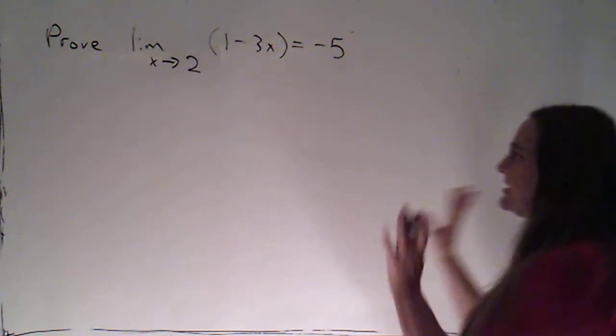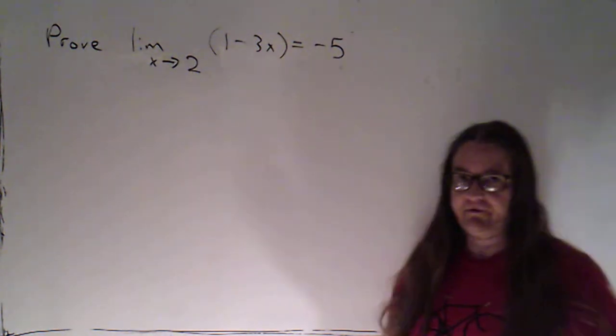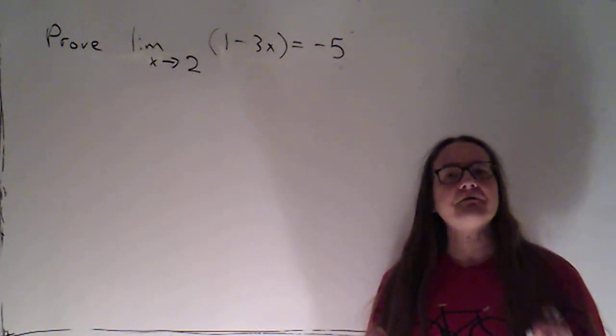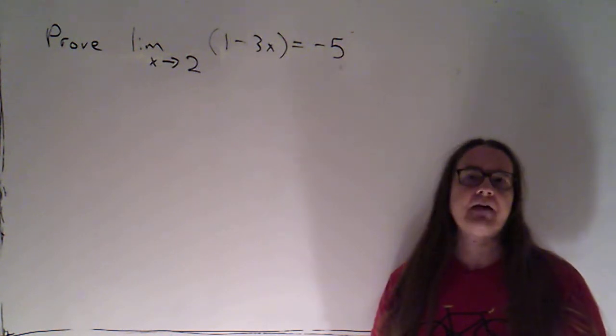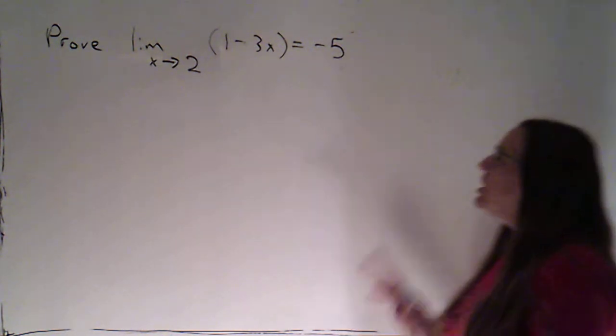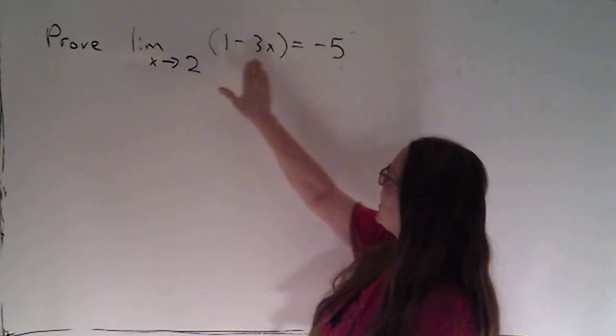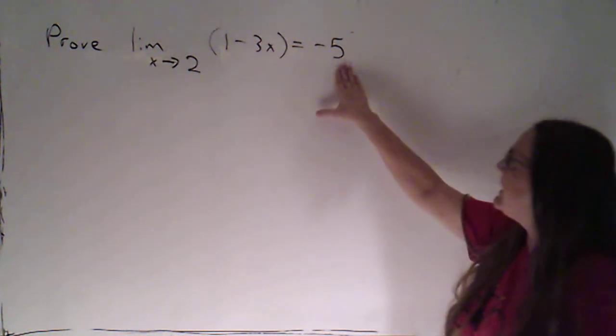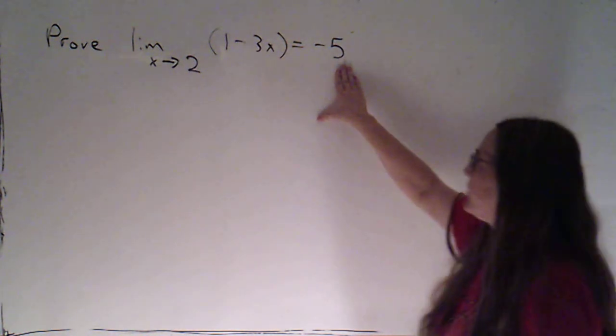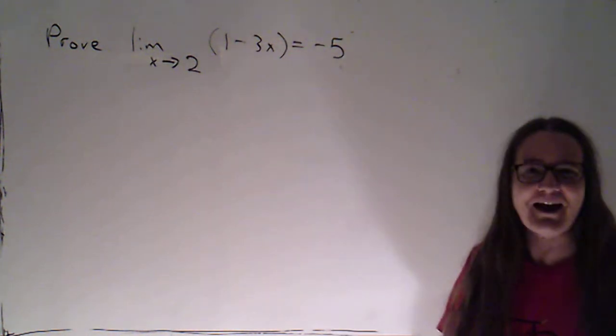We're now ready to do our first formal proof where we're going to keep epsilon as a variable, so we won't have a numeric value for it. Okay. So here's the limit that we're going to prove. We're looking at the limit as x goes to 2 of 1 minus 3x, and it equals -5, which we can confirm very easily. If we were to plug in 2 for x, we would get that.